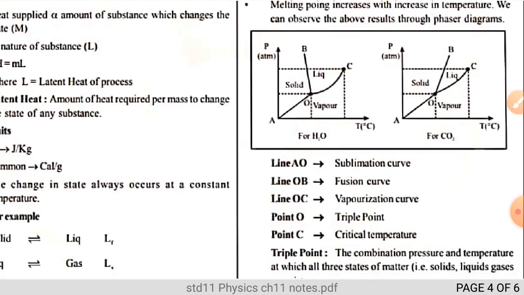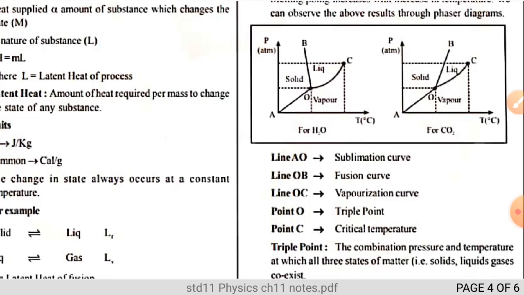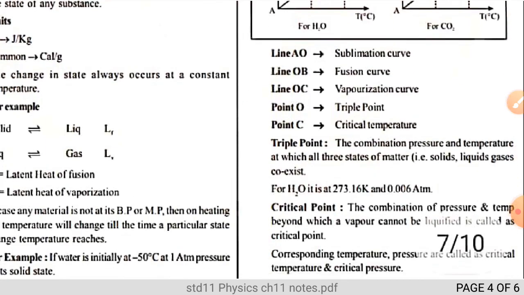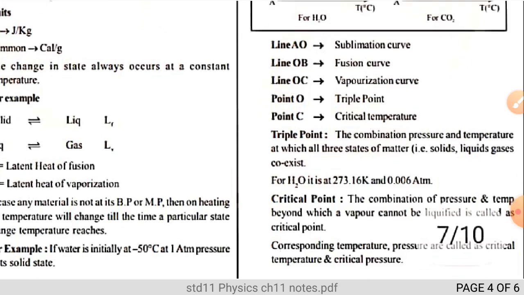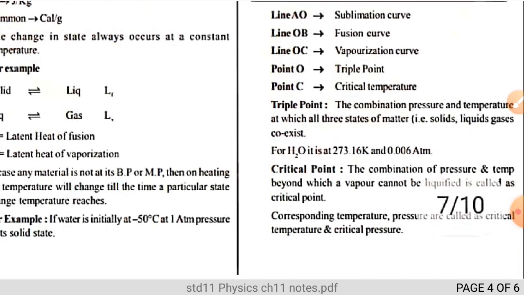Point C is the critical temperature. The triple point is the combination of pressure and temperature at which all three states of matter coexist, for example solid, liquid and gas. For H2O, at 273.16 Kelvin and 0.006 atmospheric pressure, water behaves like three states of matter: solid, liquid and gas.